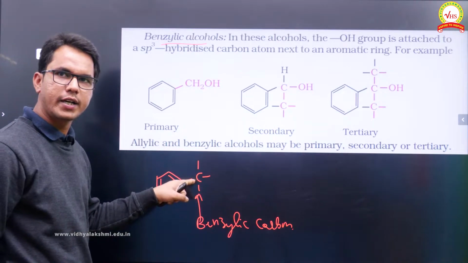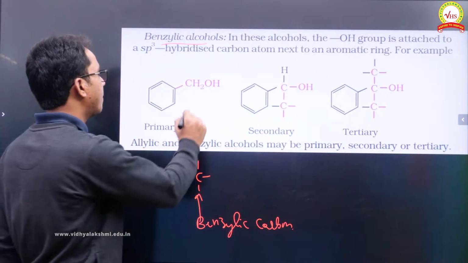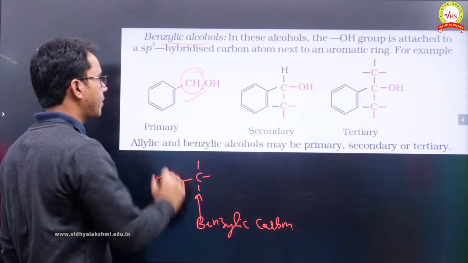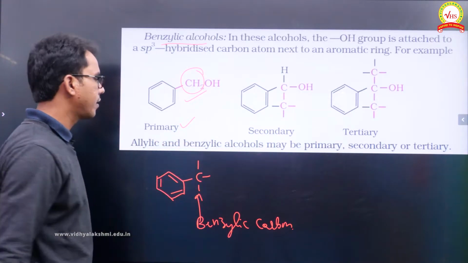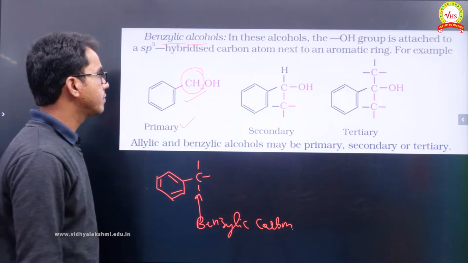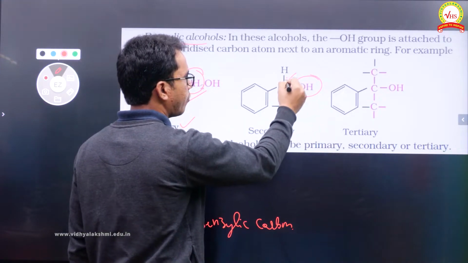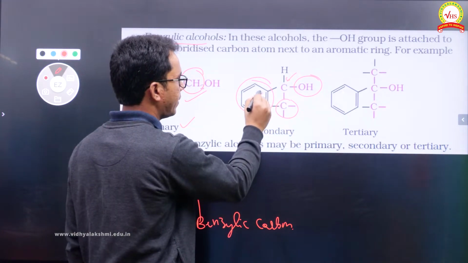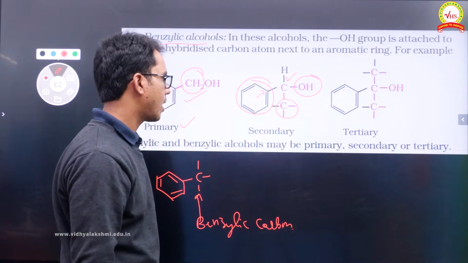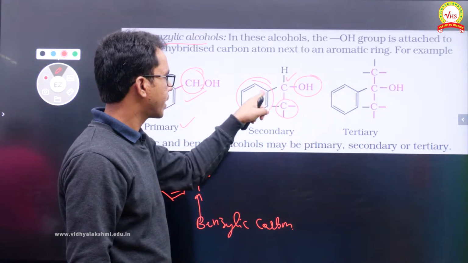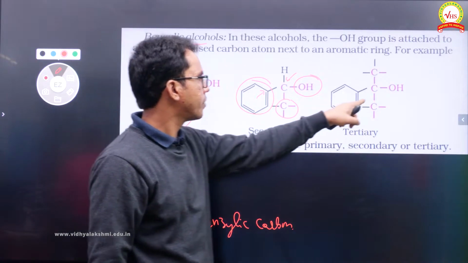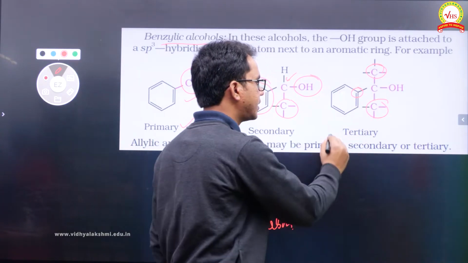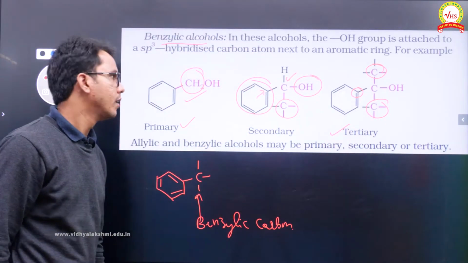If an OH group is located at this benzylic position, that is known as benzylic alcohol. Since this particular carbon is a primary carbon, this alcohol is a primary benzylic alcohol. In the second one, the OH group is located at the benzylic position, but two carbons are connected: one carbon from the benzene ring and another carbon. Since this benzylic carbon is connected to two carbons, it is secondary. In the third one we have three carbons, 1, 2 and 3. That's what it is, tertiary benzylic alcohol. Next.